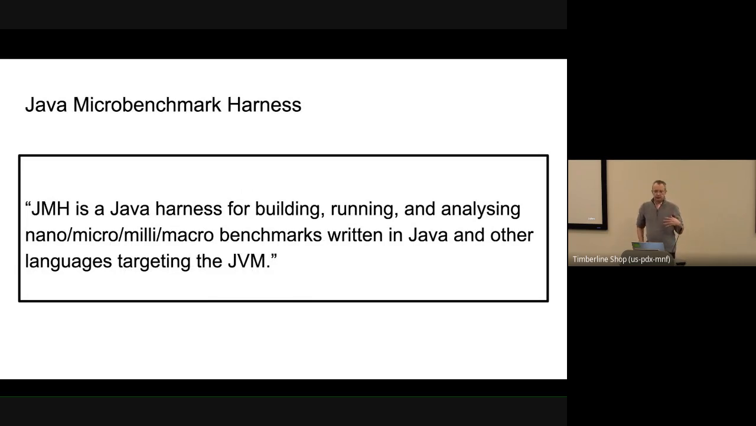So JMH is a micro benchmark harness. It's an open source tool. You can find it on GitHub. Basically, Oracle has engineers that are still actively supporting JMH. And it's basically a way to run Java code and then measure the execution time of that code. And JMH will produce a report at the end of the execution to let you know how things turned out.